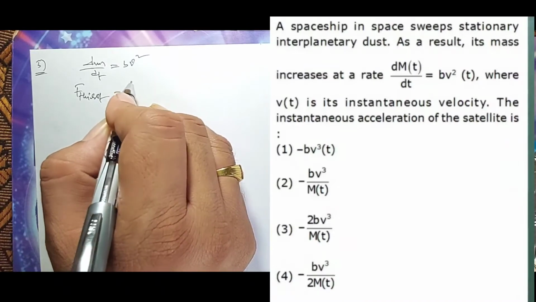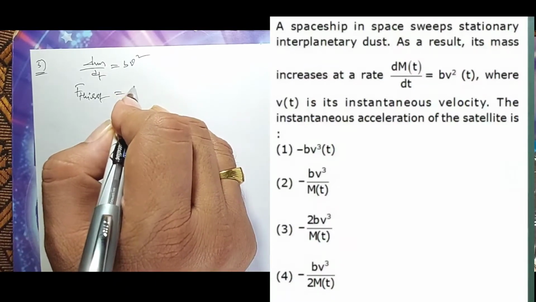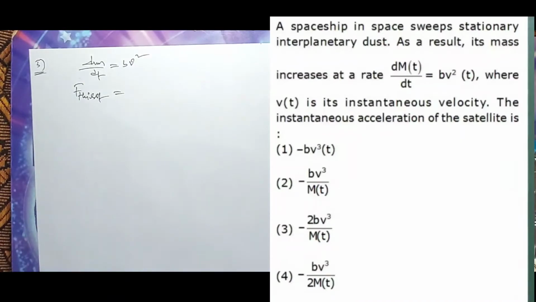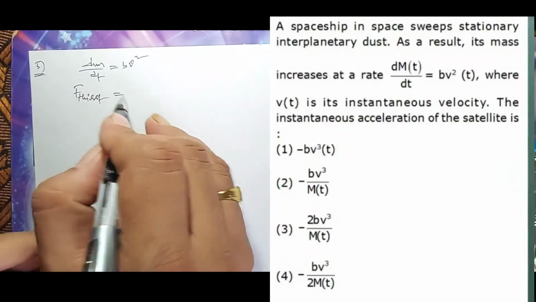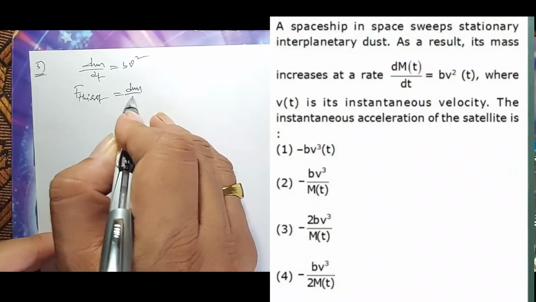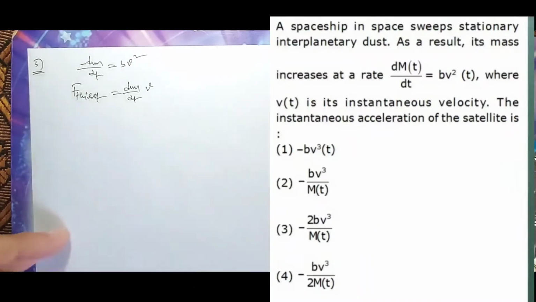So, here mass is increasing with respect to time. So we write the thrust force F is equal to dm by dt into v. Now, we know that F is equal to dp by dt, where P is equal to mv. If the mass is increasing with respect to time, we write F is equal to dm by dt into v.